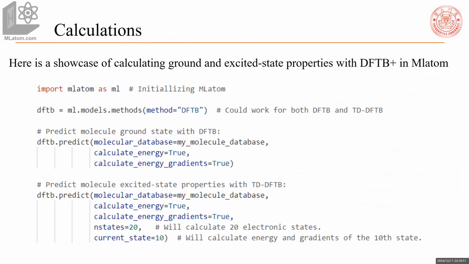For excited state calculations, you only need to provide the number of electronic states and the index of the state you are interested in.